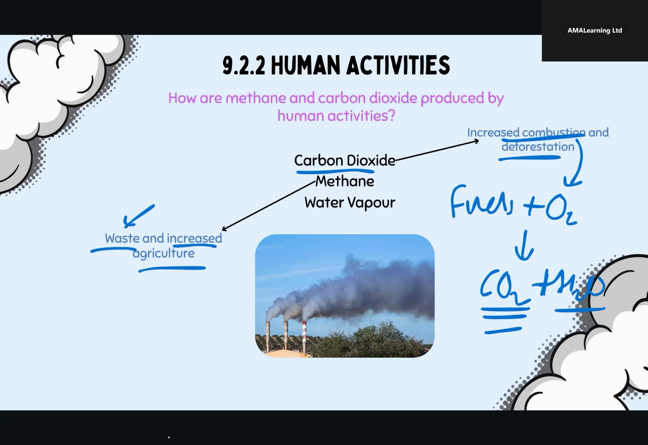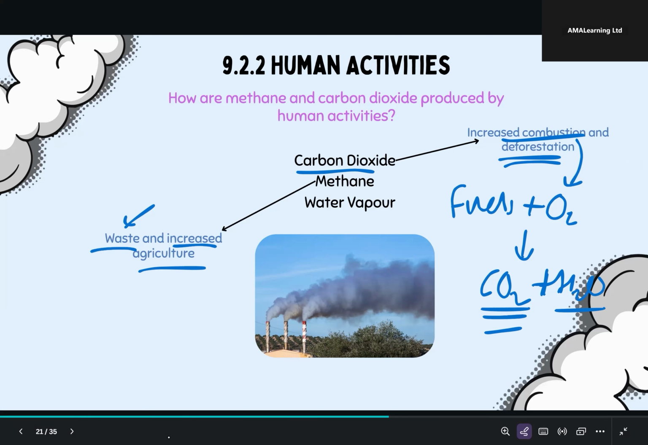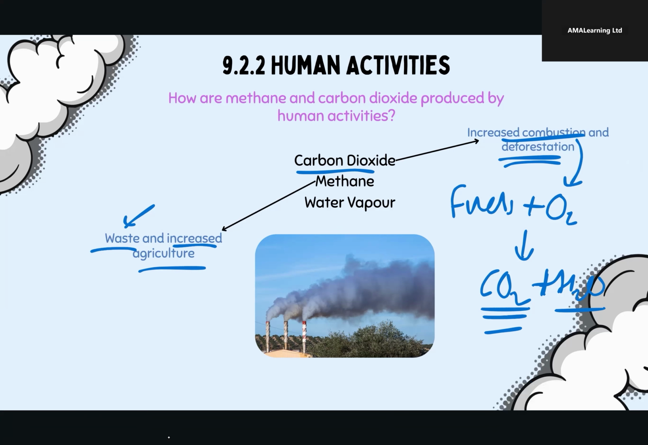Also, increased agriculture. A lot of the time when we do deforestation, it's to make new farms. A lot of those farms have got more cows and sheep, etc. And that increase in cows and sheep, sorry, has increased the amount of methane.